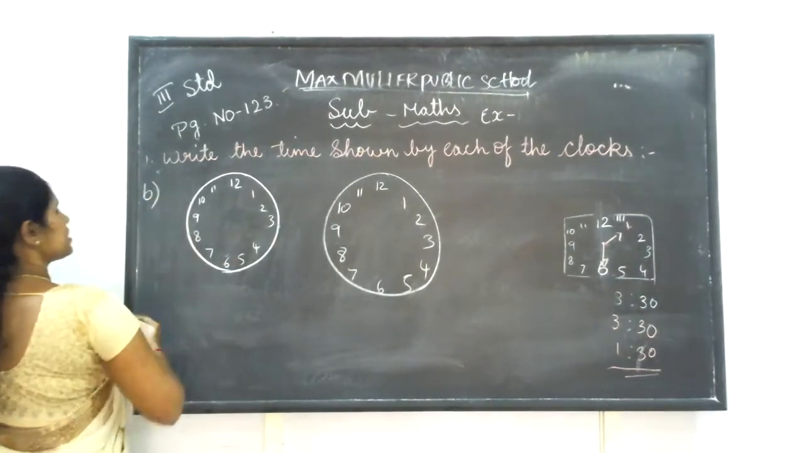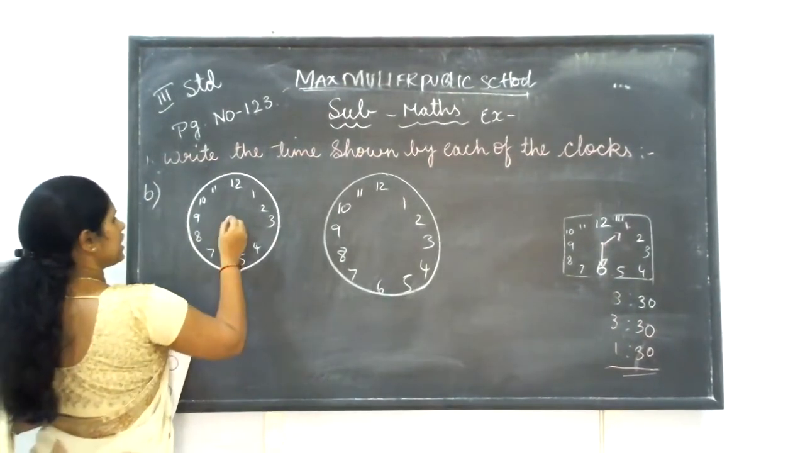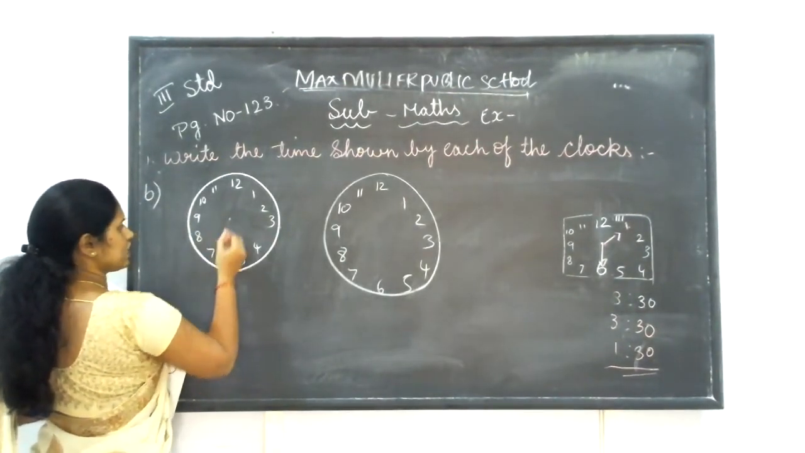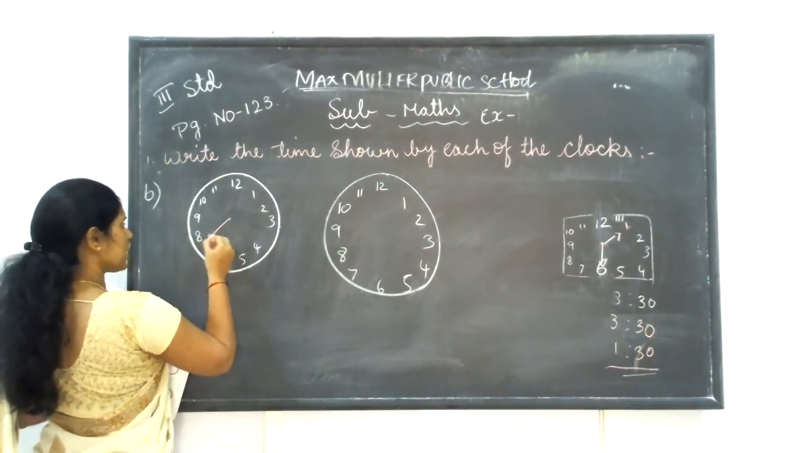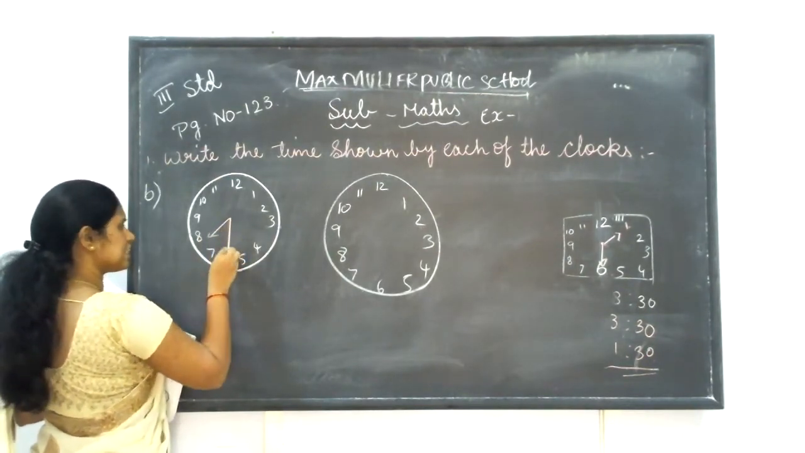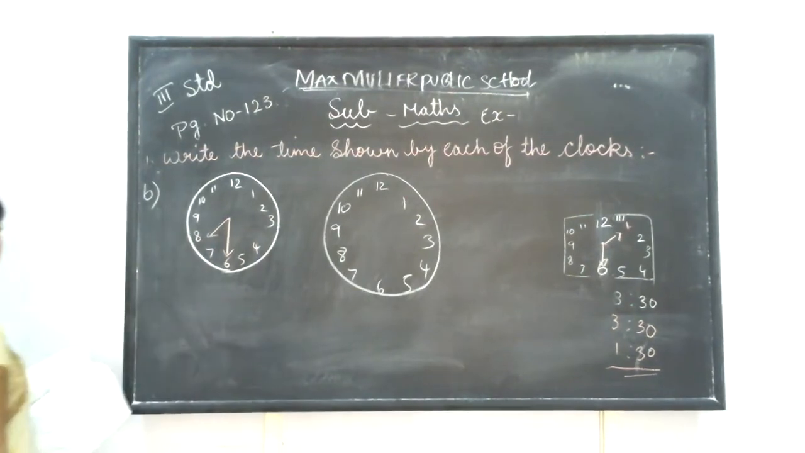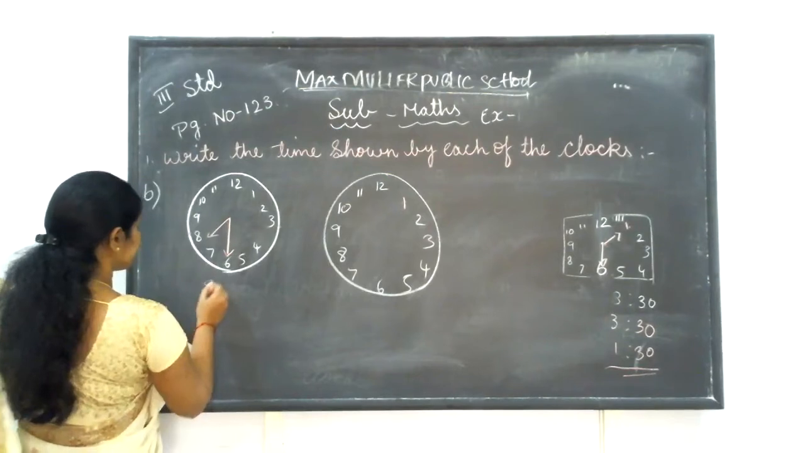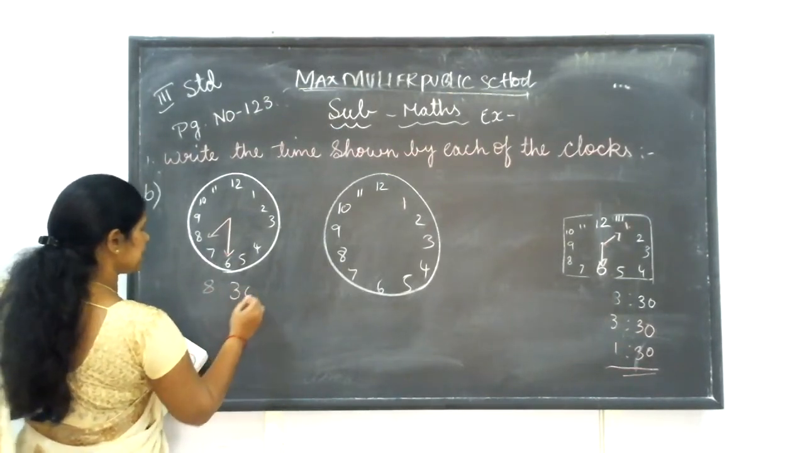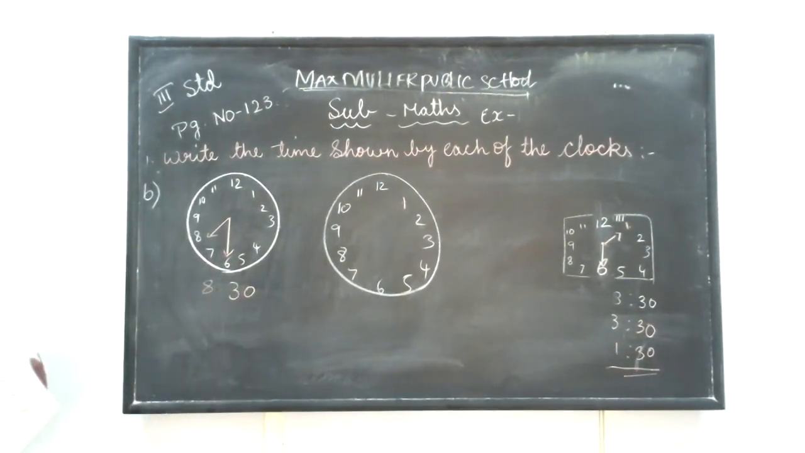Here, the second one, the short hand is between 8 and 9. The long hand is indicating 6. So what is the time now? It is 8:30. Understood, all of you?